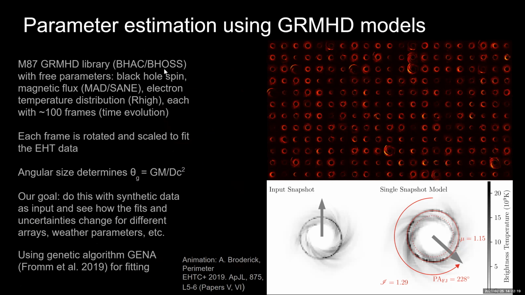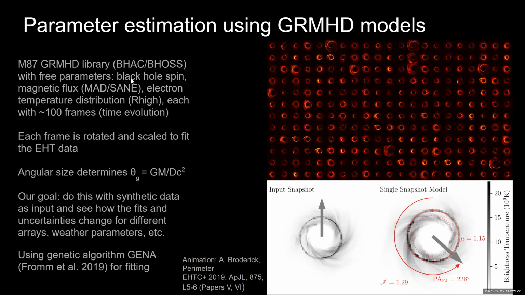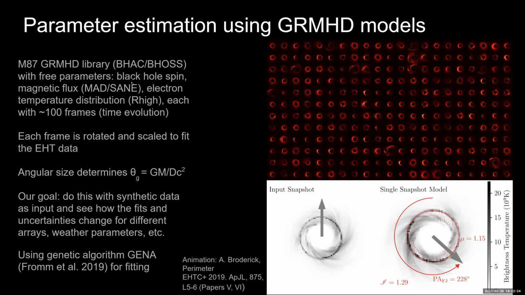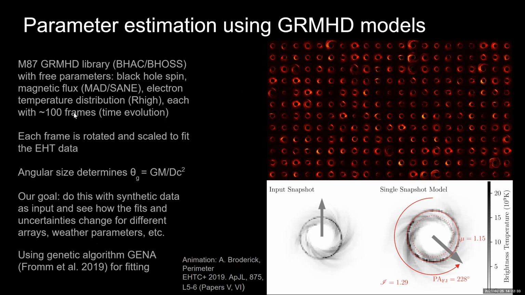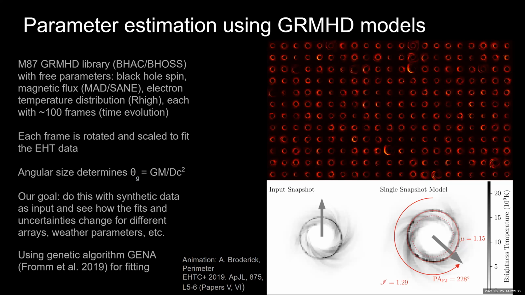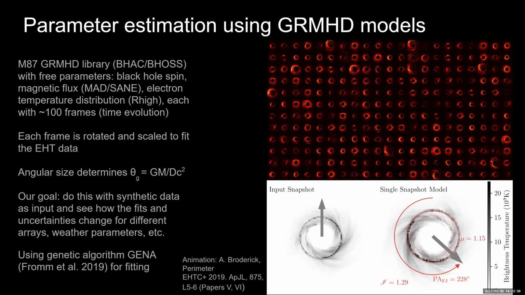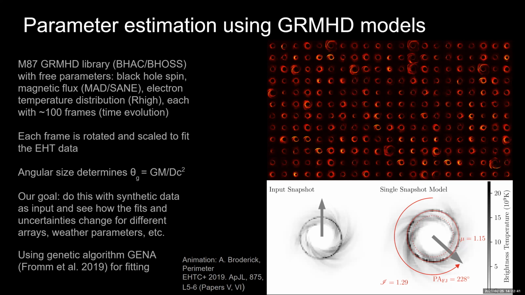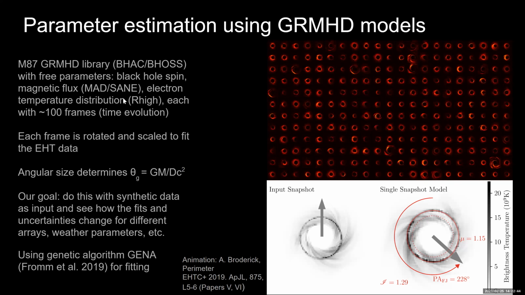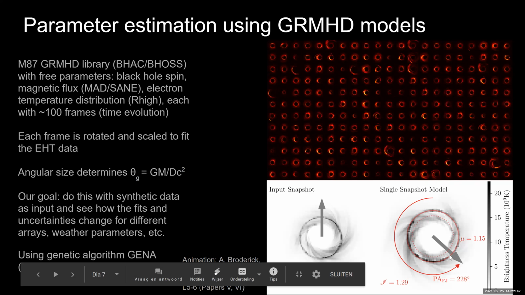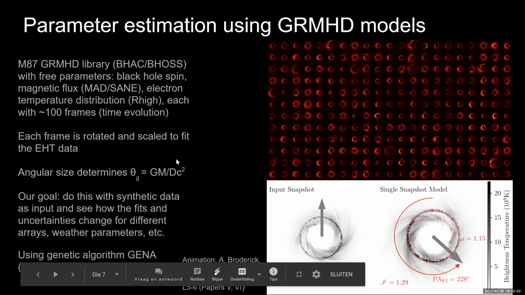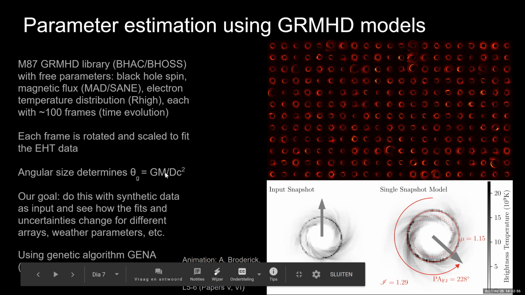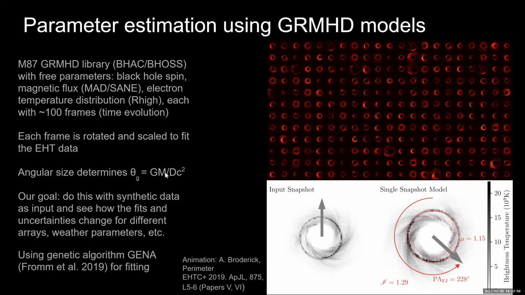So we generated this GRMHD library for M87, depending on black hole spin, magnetic flux, and electron temperature distribution, and each of these models has 100 different frames. So they vary in time. And then in the fitting framework that was developed for the 2019 publications of the EHT M87 results, each of these frames is scaled and rotated to optimally fit the EHT data. And the angular size that you then get determines in the end the mass of the black hole, if you know the distance.